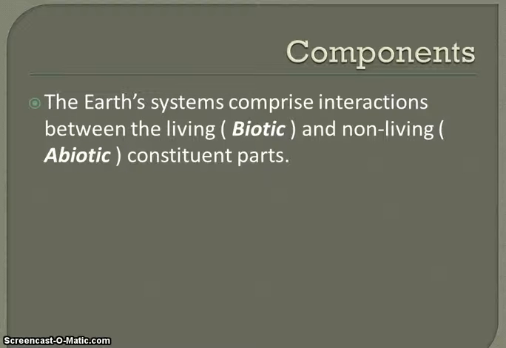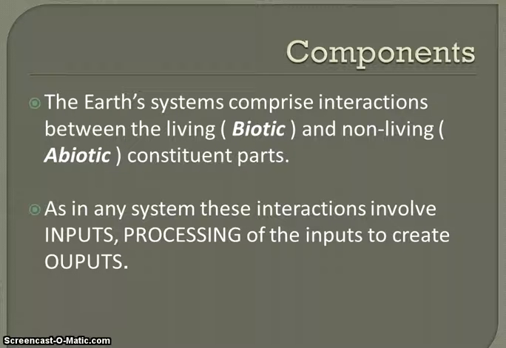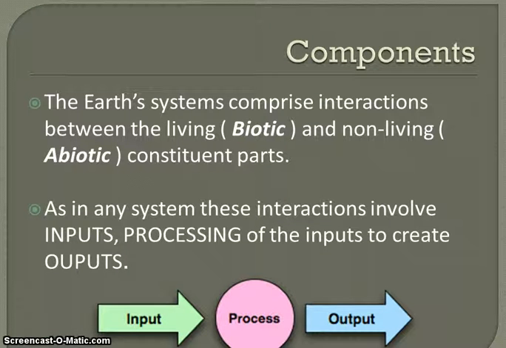Systems are interactions between both the living or biotic and non-living or abiotic constituent parts. We are going to discuss inputs, how those inputs are processed, and the processing of the inputs leads to outputs. And every system is going to have inputs and outputs.